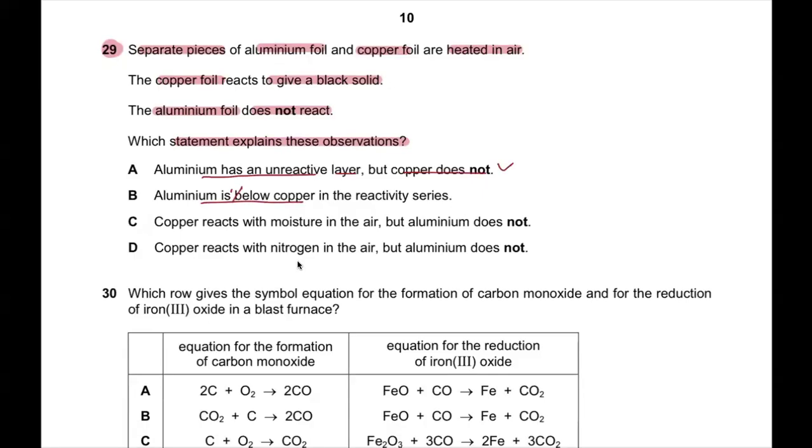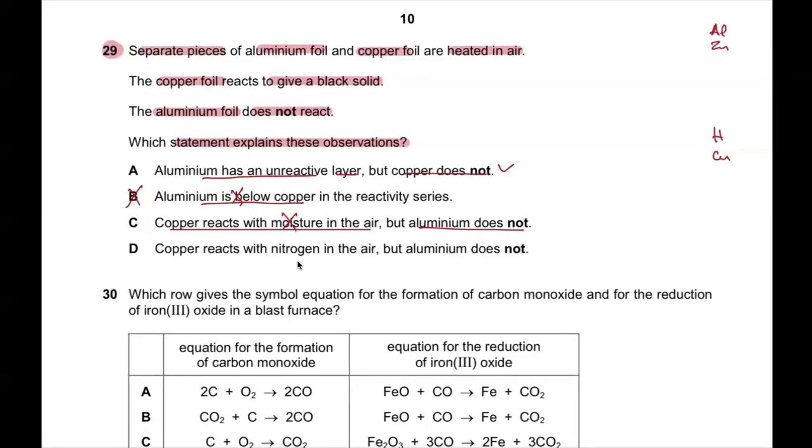Aluminum is below copper? Not at all. Aluminum is above copper in the reactivity series. Aluminum is above zinc as well, and copper is somewhere below hydrogen. Copper reacts with moisture in the air, but aluminum does not? No, copper doesn't react with the moisture, meaning water; it reacts with the oxygen. Copper reacts with nitrogen? No, copper reacts with the oxygen. The black solid, if you remember, is copper oxide. So B, C, and D go wrong, and A is our correct answer. Is this clear?